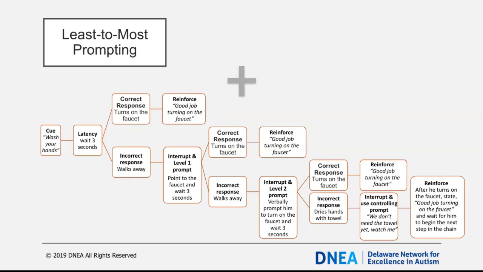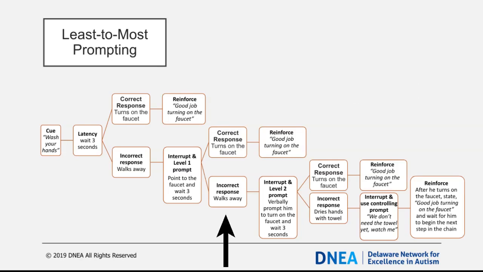If the individual responds incorrectly, or if they do not respond before the latency expires, you will interrupt the incorrect response and deliver 1 level of prompting. This is your least intrusive prompt. Then, wait the latency for the individual to respond to the prompt. If they respond correctly, reinforce them and state what was done correctly. You will record the prompt and a plus sign on your data sheet. This indicates that the individual responded correctly to your prompt.